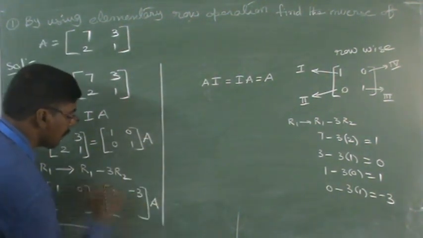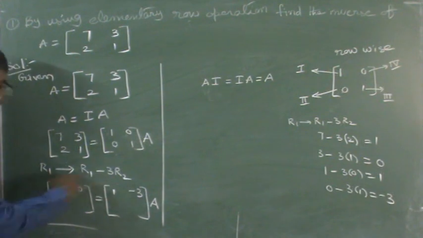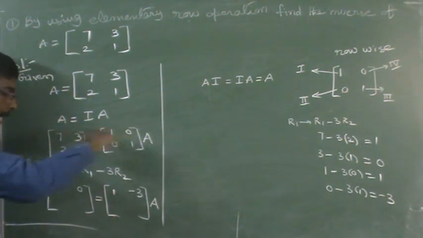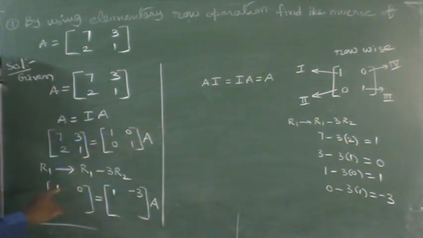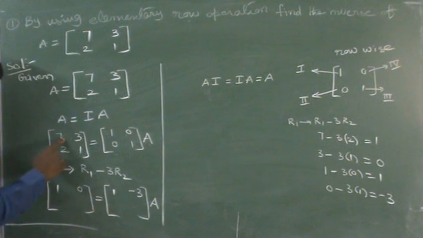The total first row is changed. See here, this transformation formula I am applying to the entire row, not for one element. While applying it to the entire row, R1 tends to R1 minus 3 R2. So the first value is converted to 1. Then for the 3, this place value is 0.